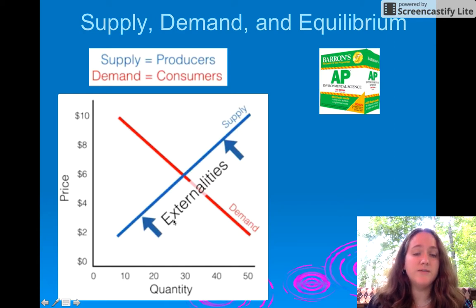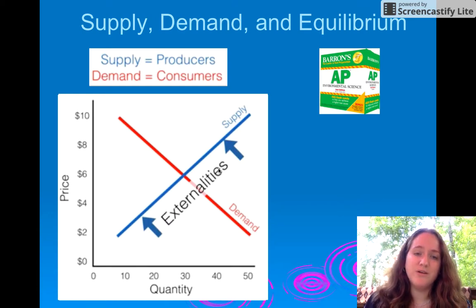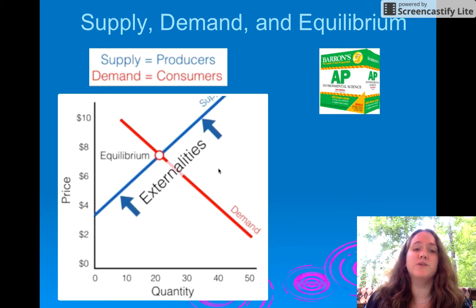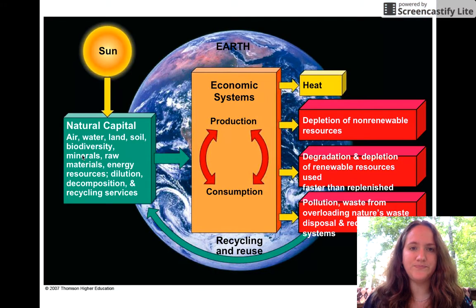If I include those external costs, the cost of the environment, what's going to happen to my supply and demand curve? My supply curve is going to shift up, which means my equilibrium point is now, instead of $6, because I'm including the environmental costs, going to be closer to $7.50. That is how we look at environmental costs: how do we include them in the economics of things?